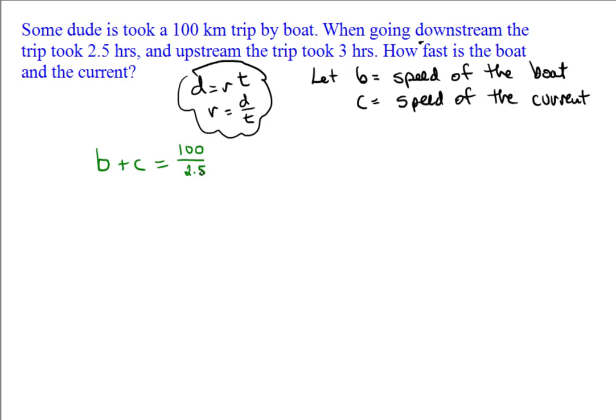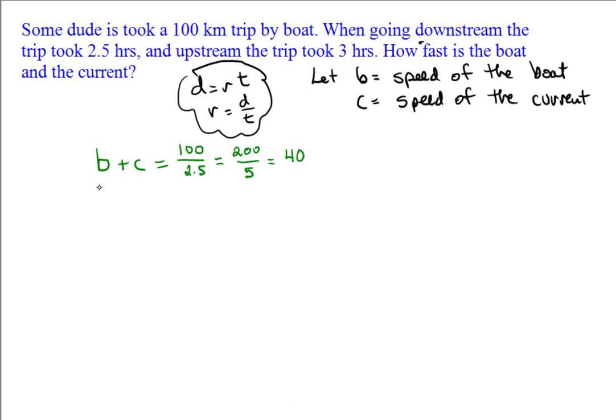Now, I left my calculator at school, so instead of doing this by calculation, I'm going to do a little bit of simplification here that'll make my life easier. So multiply top and bottom by 2. So you get 200 over 5. That's equal to 40. And now let's do the other equation, which would be the one where they're going upstream.